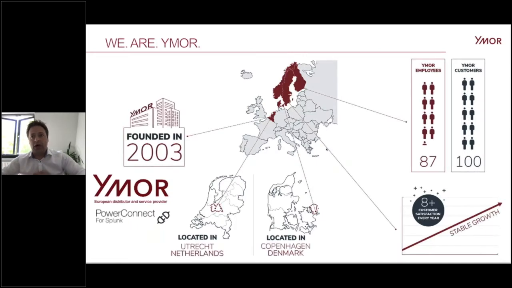So first, a bit about iMore. We are a company founded in 2003. We are a niche player in the monitoring market, or the APM market, as it's called, and we are mainly focusing on the Benelux and the Nordics. We have an office in Utrecht, but we also have an office in Copenhagen.